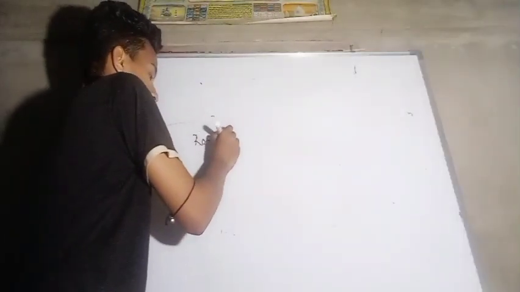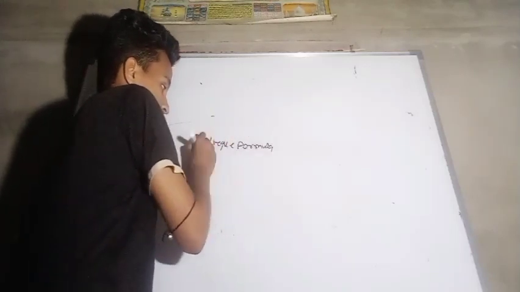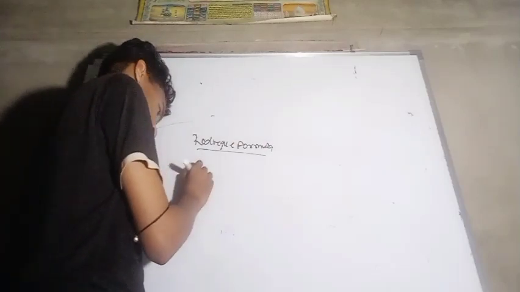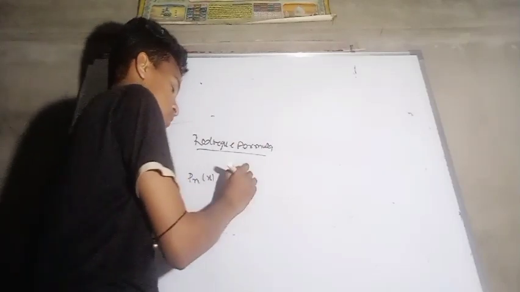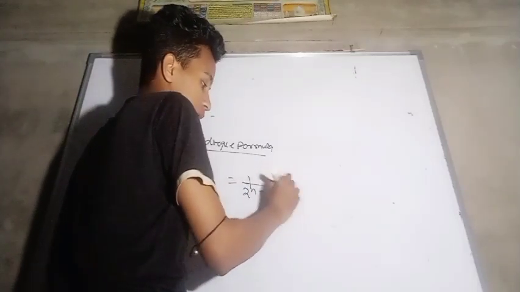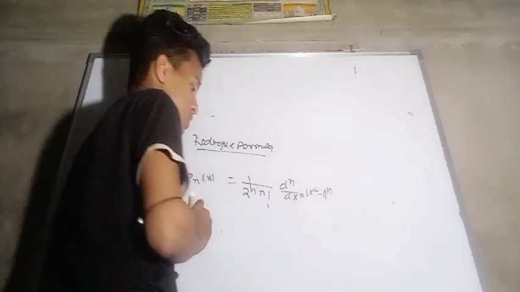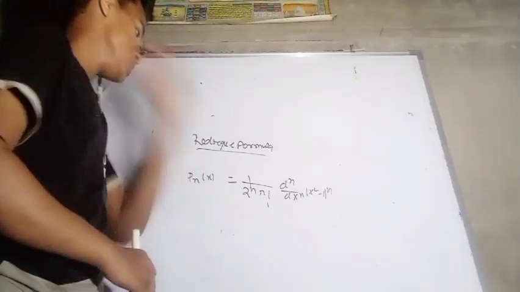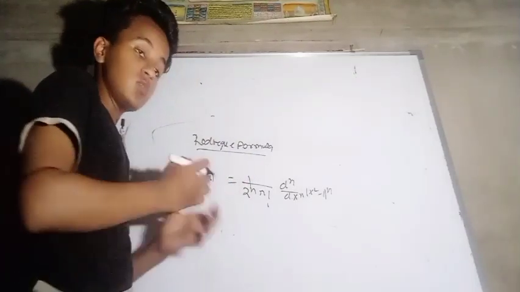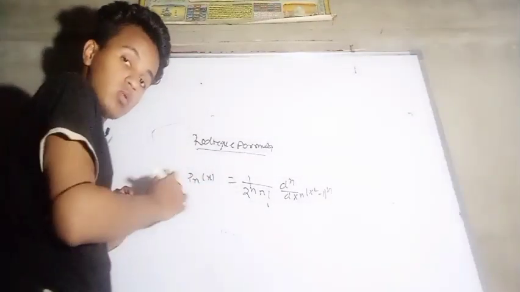So let's get started. Our very important topic is Rodrigues formula. What is Rodrigues formula? It says that the polynomial P_n(x), the Legendre polynomial, is equal to 1 by 2 to the power n n factorial, d^n by dx^n of (x squared minus 1) to the power n. This is called Rodrigues formula. This is our Rodrigues formula. So let's try to prove it, and we will show how it works.